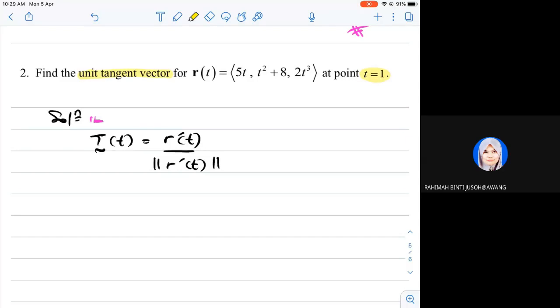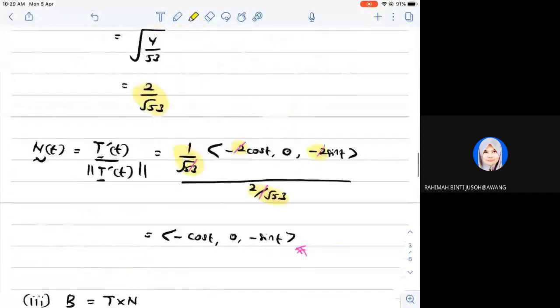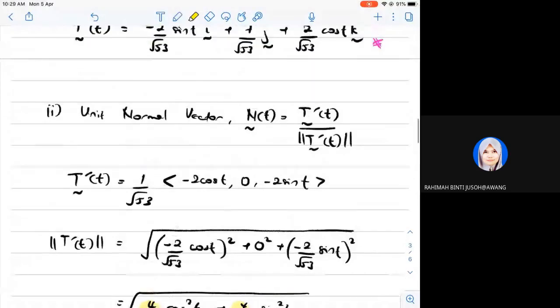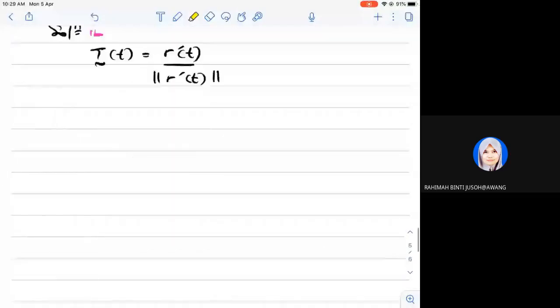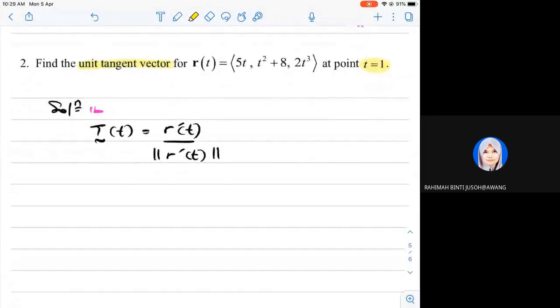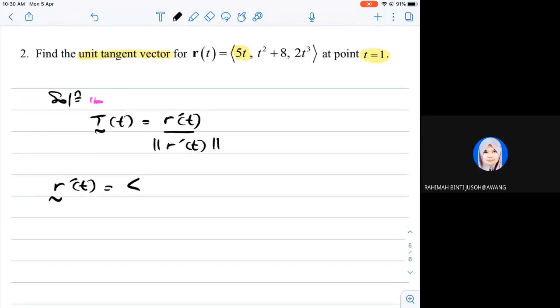Okay, but now you are also given the value of t. t equals 1. The question above did not give the value of t, so that's why our answer was in terms of t. However, for the second question, you are given the value of t. So you have to substitute the value of t. Okay, so now let us find r prime t. This is easier because it is a polynomial. So differentiate 5t, we will get 5.